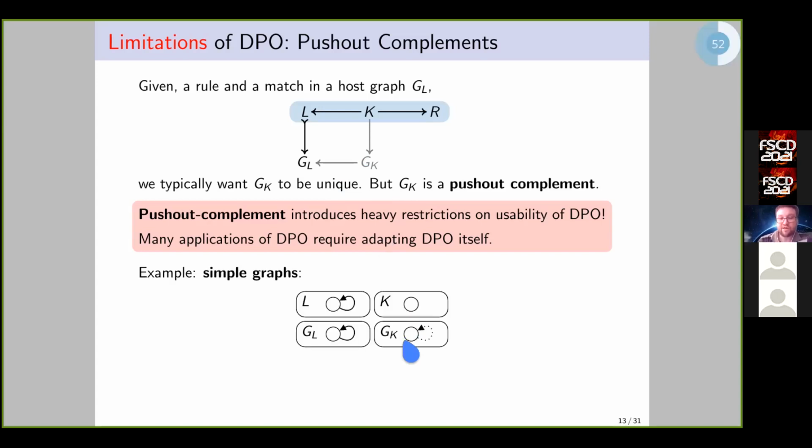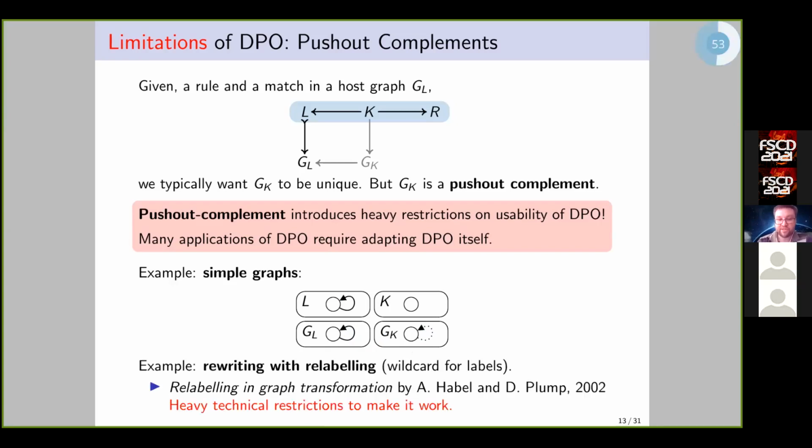Examples of this are, if you, for instance, use the category of simple graphs, where we don't have duplicate edges with the same label between two nodes. Then already, if this is our left-hand side, just a node with a loop, this is our host graph, a node with a loop, and this is our interface, just a node, then this pushout complement is not uniquely defined. We can have a node without a loop, which will give rise to this pushout, or we have a node with a loop, which gives rise to the same pushout, because if you have two loops here, in simple graphs, these edges will simply be merged because we cannot have multiple edges between the same node.